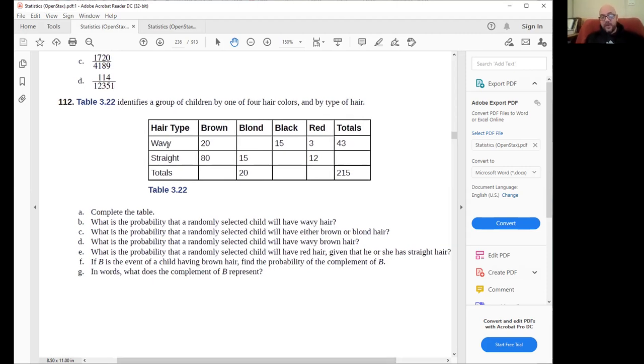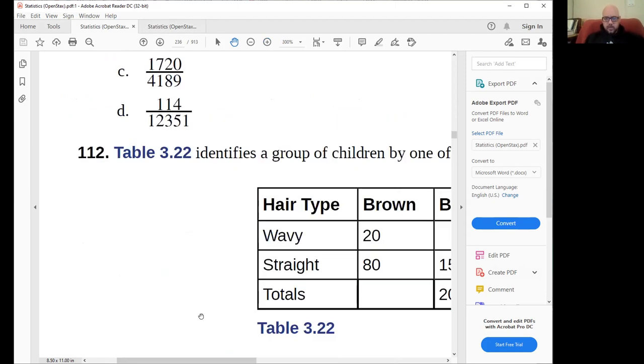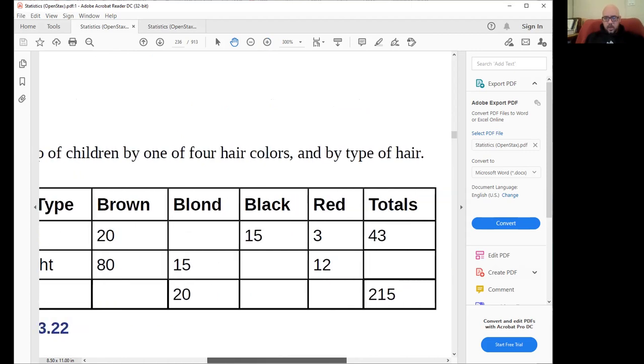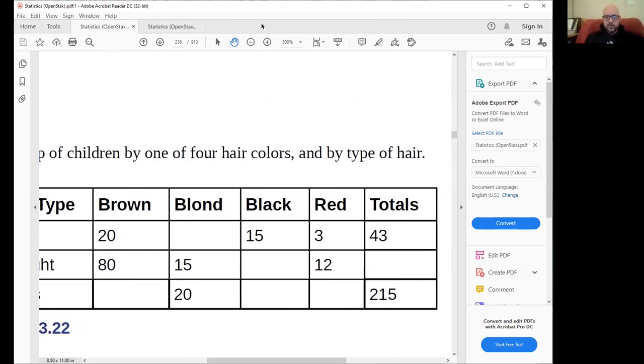So we got wavy or straight, and brown, blonde, black, red, and then the totals. So we're just going to go ahead and fill out the rest of the table and find some probabilities. I'll probably make a whiteboard for B through G. So yeah, let's blow this back up. And so for totals, we're going to subtract. It's going to be easy.